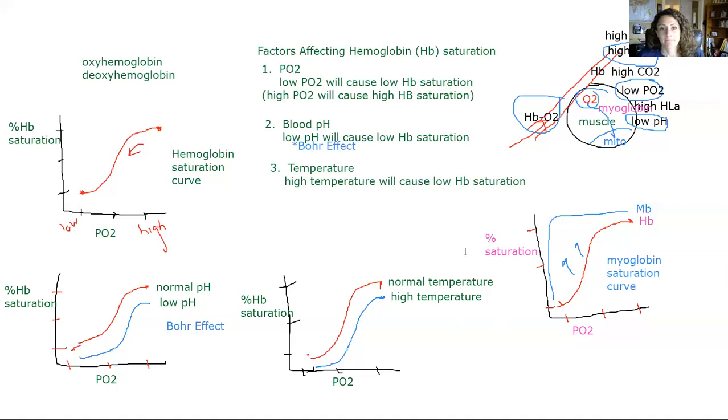Okay, questions on that? Yes, so myoglobin saturation stays the same until it receives the oxygen? No, myoglobin saturation stays high until it arrives at the mitochondria. The only time myoglobin will release its oxygen is when it gets to the mitochondria.